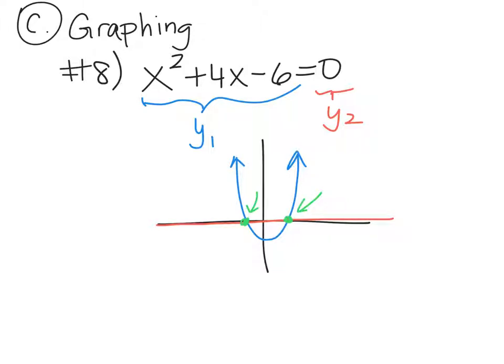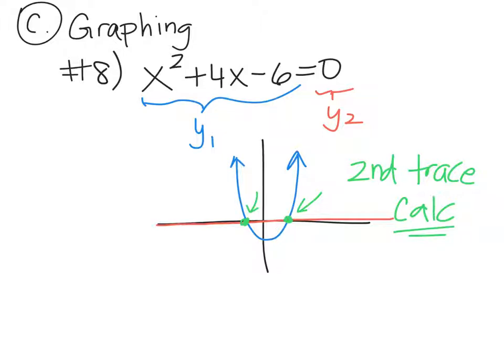So now what you're going to do is go to second trace, and that is called the calc button. It helps you calculate things. So hit the second button, second trace, and if you look at them, we're going to do number 5, the intersect. You can either arrow down to 5, or press the number 5 on your calculator, but we're going to choose intersect. So hit enter on intersect, and your calculator is going to ask you some questions.